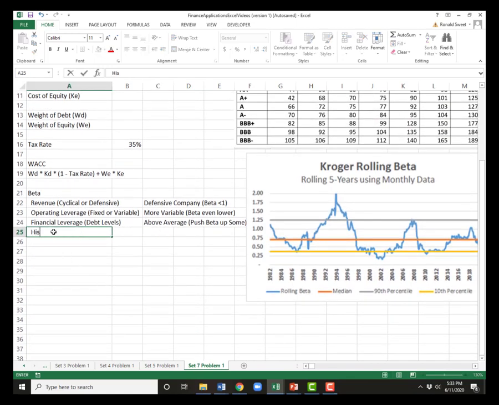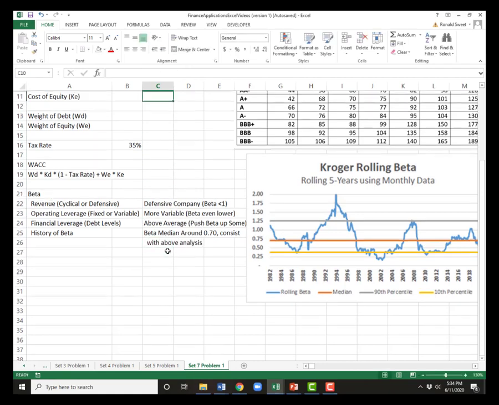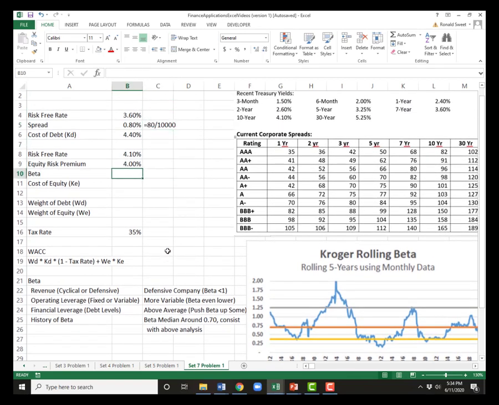And the last thing we look at is the history of the firm's beta. And I give this history here. What you'll do in problem set 8 is you'll actually create this chart and you'll go through this 4-step process again. So history suggests the beta median is maybe around 0.7. That's consistent with the above analysis. So I think 0.7 sounds good. So I'll use a 0.7 for my beta. For grocery stores, I tend to use betas, and you'll just have to get this over time with some comfort with it.